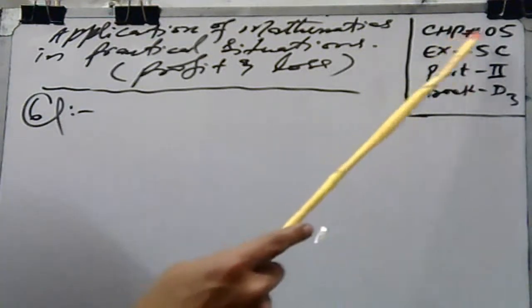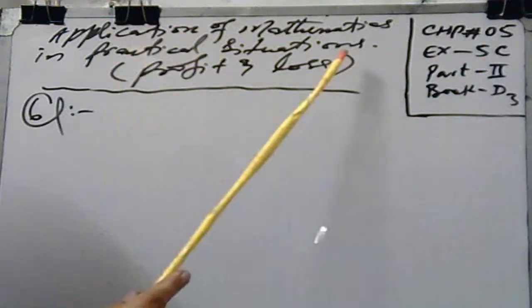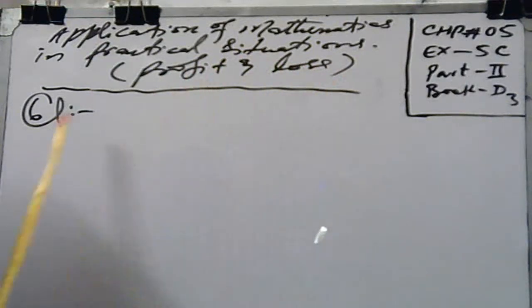Today we will discuss chapter number 5, exercise 5C, part 2, book D3, applications of mathematics in practical situations, profit and loss chapter. Now starting from question number 6, 5 questions we have already done in part number 1.